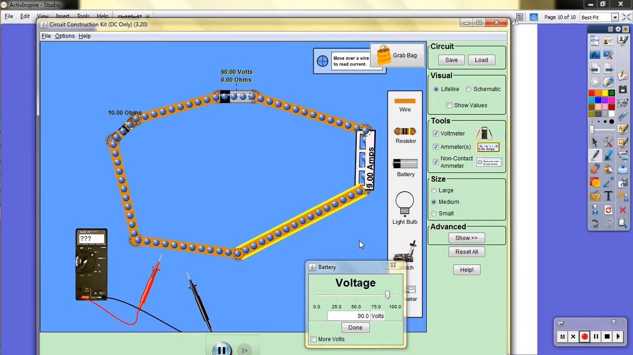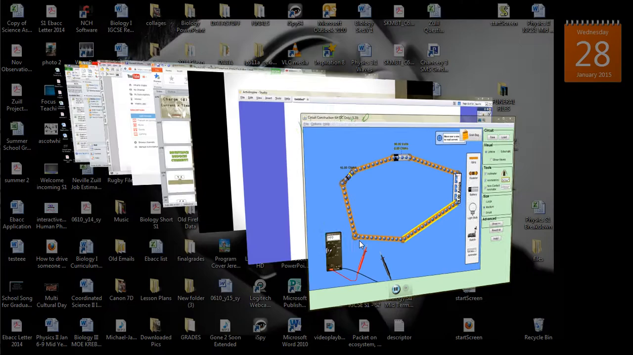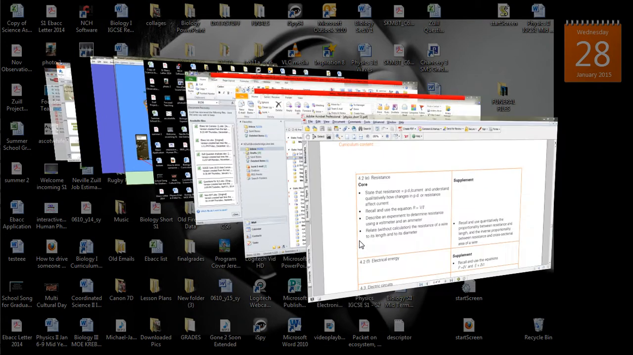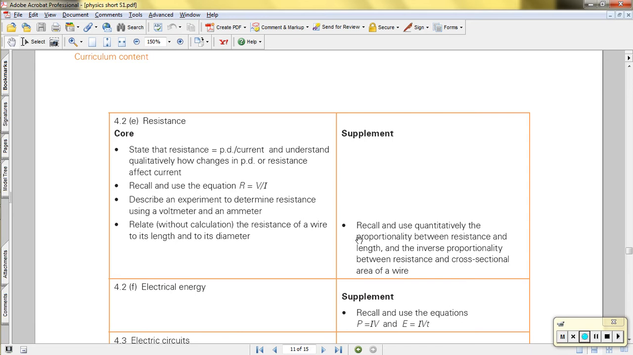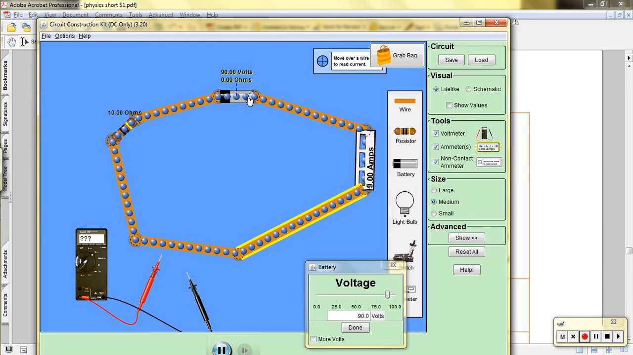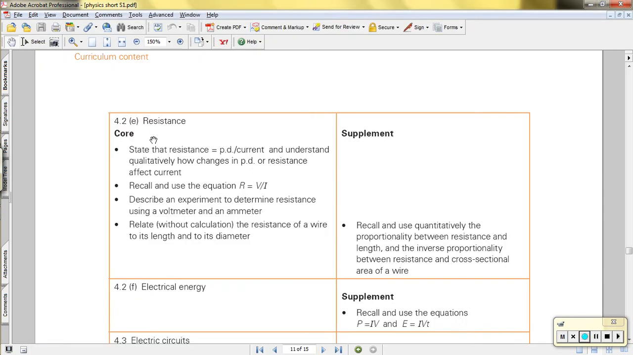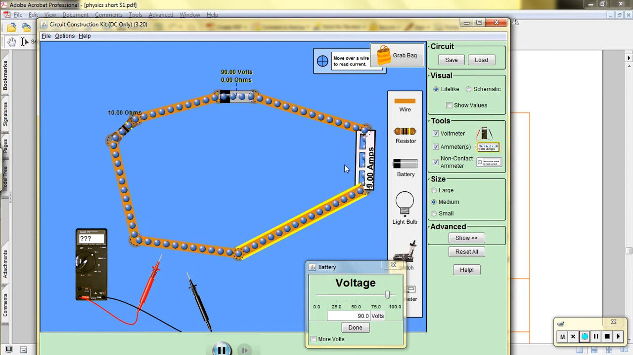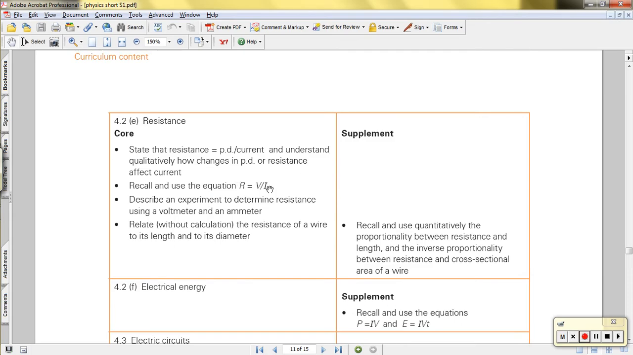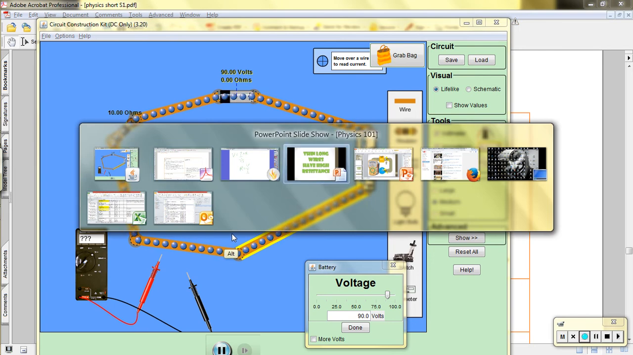Before I say that, let me just make sure that we have everything we need for resistance. State that resistance is PD over current and how a change in PD or resistance affects current. Yes, we did that. What happens if I increase my voltage? These guys move faster. What happens if I mess with resistance? They'll move faster or slower. Okay? Recall R equals V over I. Done. Describe an experiment to determine resistance using a voltmeter and ammeter. Getting into that in a second. And this part, oh, this one's easy. This one's part of the slideshow. So let's go back to this one.